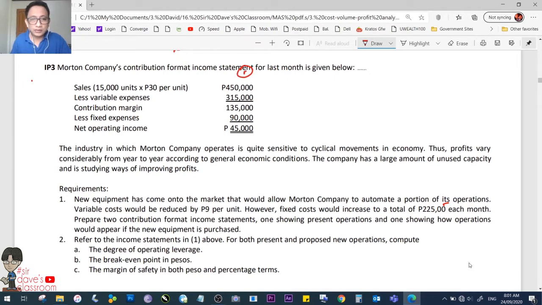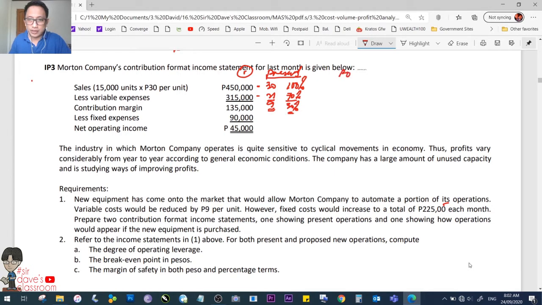Dugtong na lang natin dito to adapt this data that is given in the problem. This is the present condition, wherein 450,000 is the amount of your total sales, and as given, the per unit price is 30 and it is 100%, of course, being the base. This one would be 315,000 divided by 15,000 units. I think it is 21. Yes, it is. Deducted from 30, this must be 9. The variable cost ratio is 70%, 21 over 30 pesos, and 9 over 30 necessarily should be 30%.